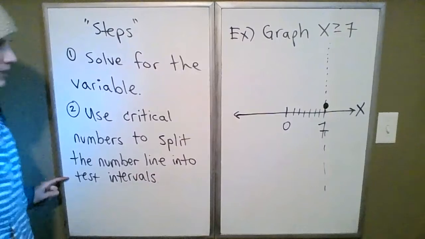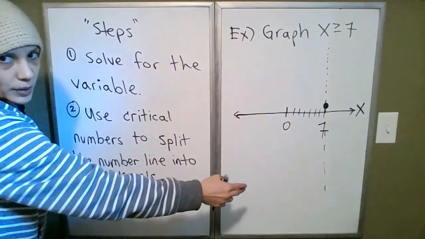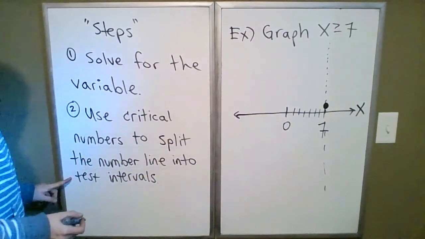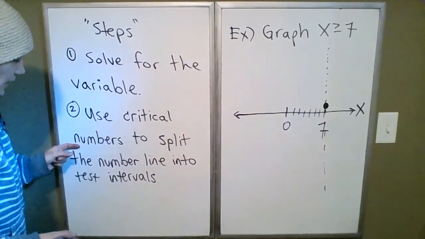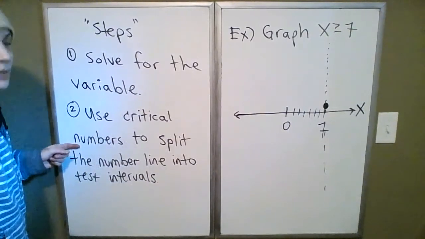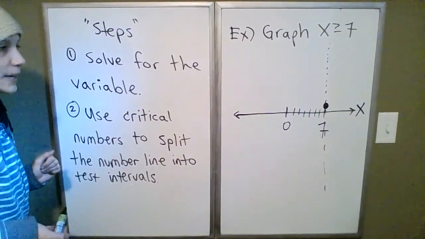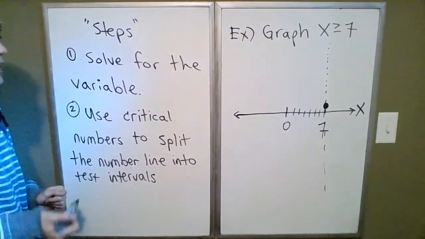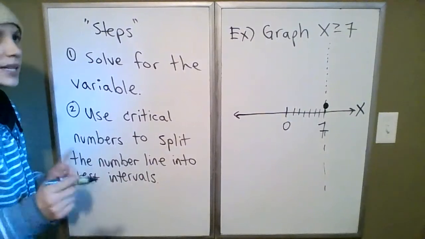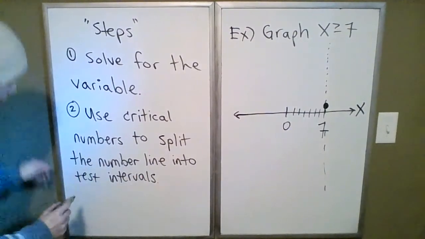I've already done this. I split the number line down where we have that number 7, my critical number. This is just a number that's part of your inequality after you've solved for that variable. Then pick a test point, or test points, choosing test points in those intervals.